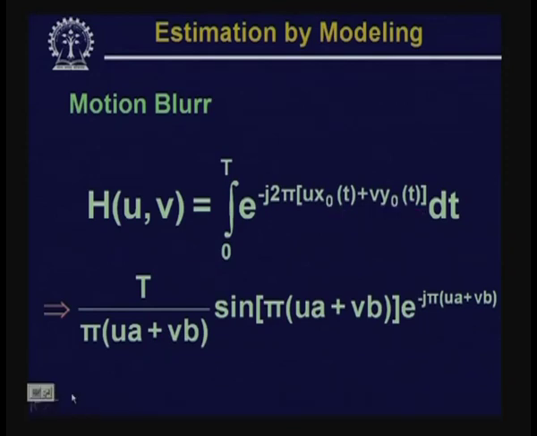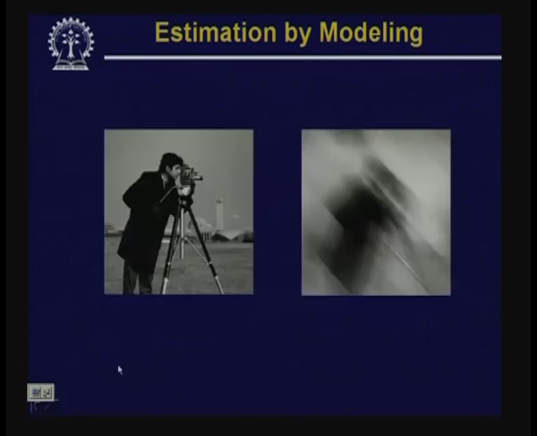And after this, in our last class, we used inverse filtering, and using this motion blurring model, this is the kind of blurring that we obtained. This is the original image. On the right hand side we have shown the motion blurred image.